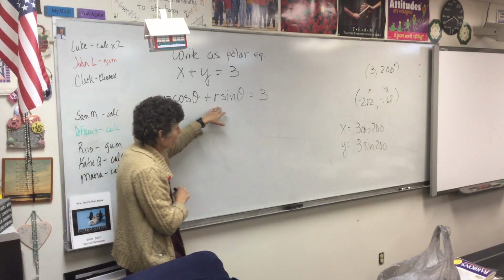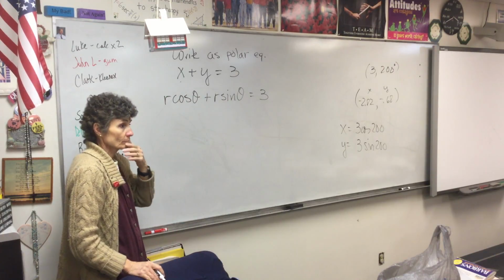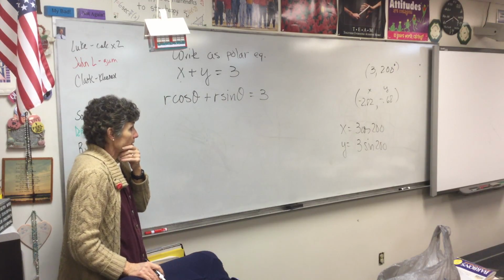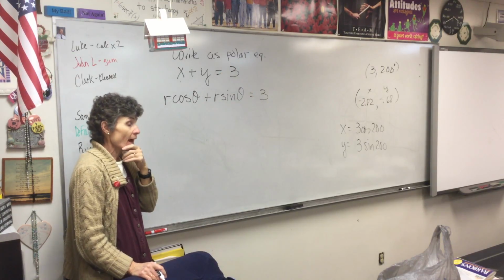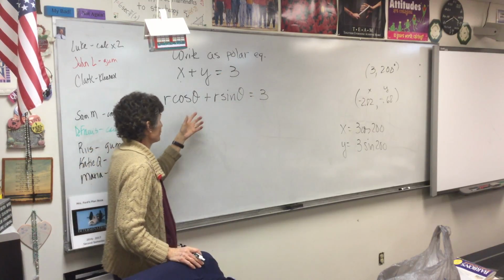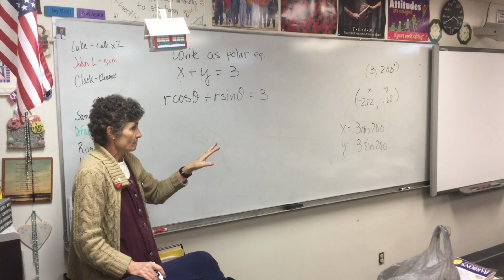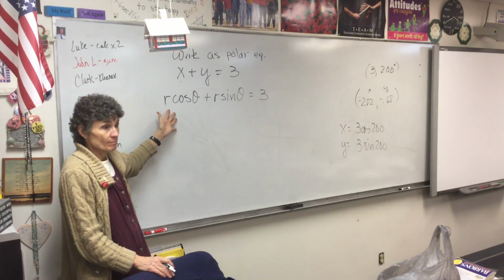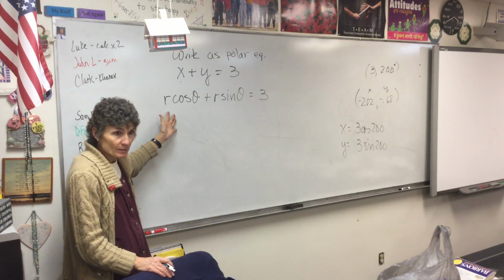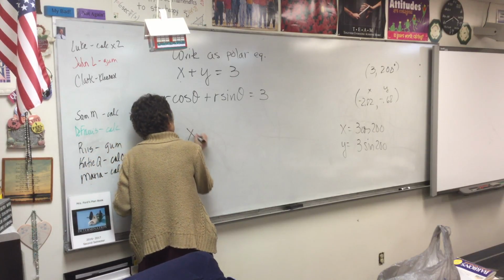Now look at the equation I have now. What are the variables in that equation? R and theta. Would it qualify then as a polar equation? Yeah. Could you do things to it like factor out an r and stuff like that? Sure you could. But you don't have to. This is it. How hard is that? It's not. That's easy.